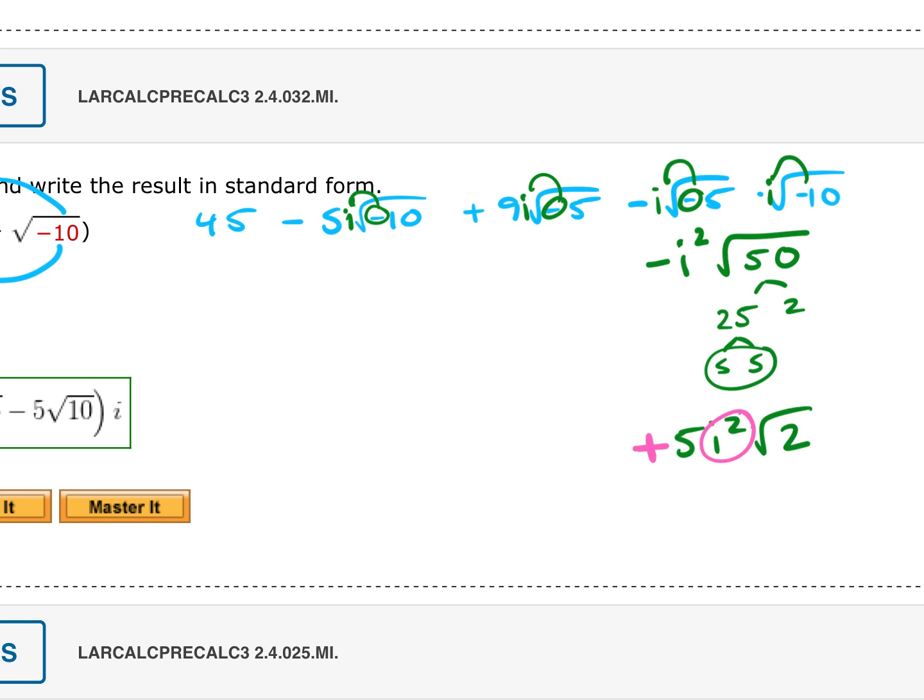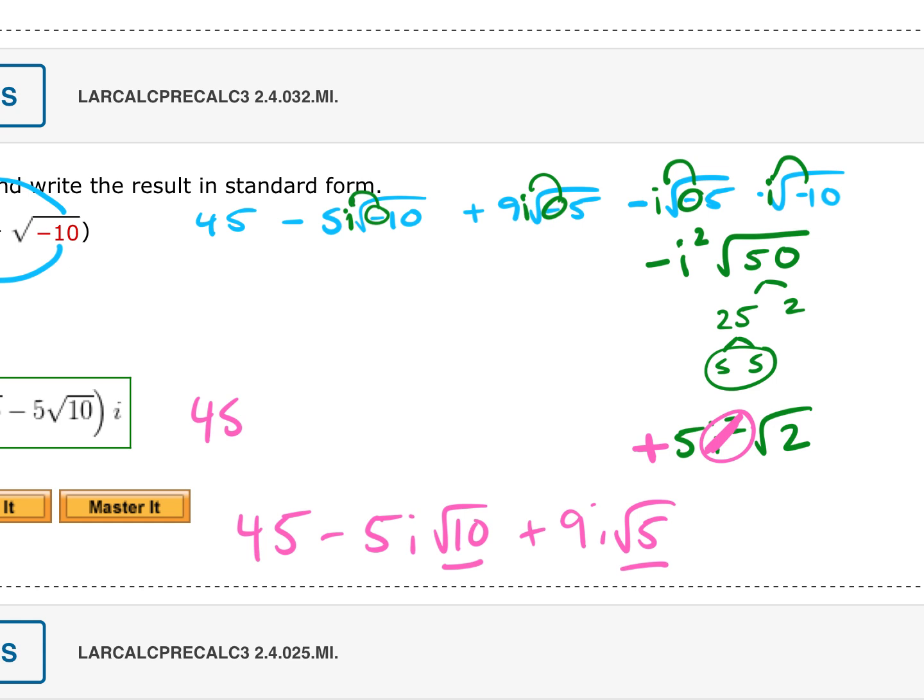Yeah, go ahead. There's a fly. All right, so we got rid of that. We turned it into +5. Everything else we can't combine, so it would be 45. Let me write it down here. 45 minus 5i square root 10 plus 9i square root 5. Even though they both have an i, they're not like terms because the square roots are different, so you can't combine them. And then plus 5 square root 2.